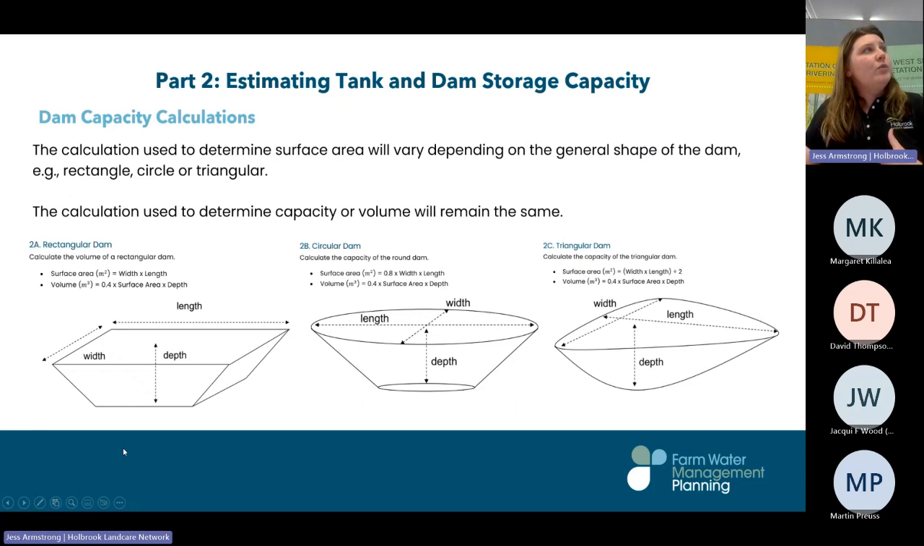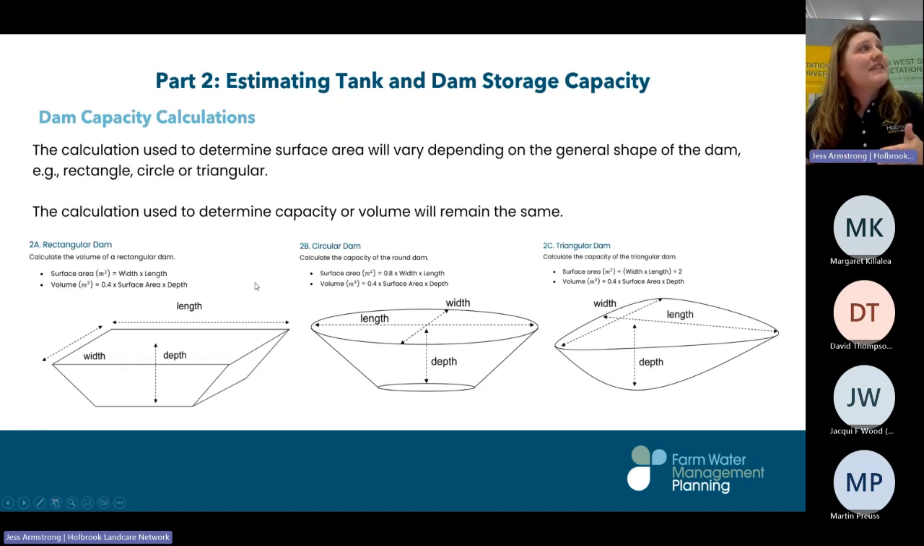So in your book as well, on pages 6 and 7, you've got all the equations that you'll need to determine your dam capacity. The ones that we will be using today will be a rectangular dam because, completely coincidentally, I mustn't like calculating triangles or circles, because all the dams in our worked scenario are either square or rectangle.